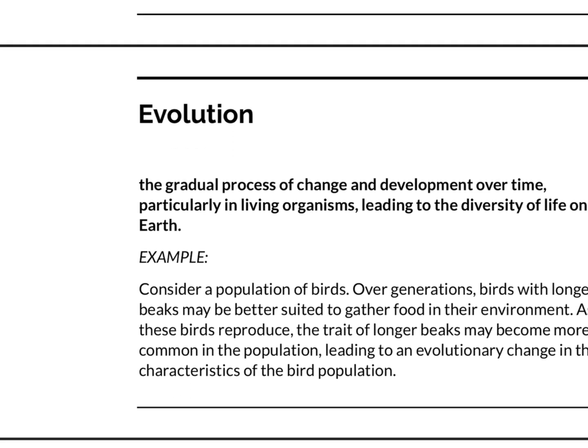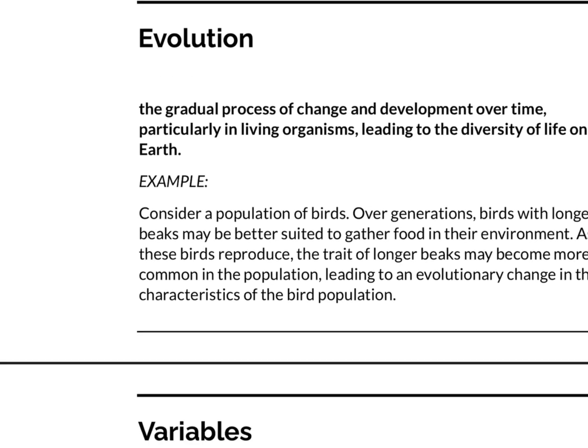Evolution: the gradual process of change and development over time, particularly in living organisms, leading to the diversity of life on Earth. For example, consider a population of birds over generations. Birds with longer beaks may be better suited to gather food in their environment. As these birds reproduce, the traits of longer beaks may become more common in the population, leading to an evolutionary change in the characteristics of the bird population.